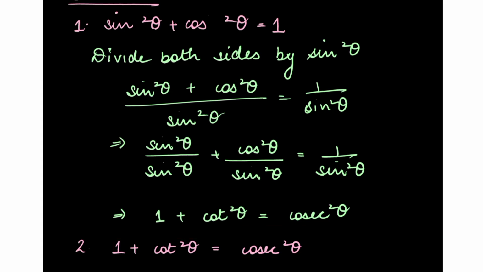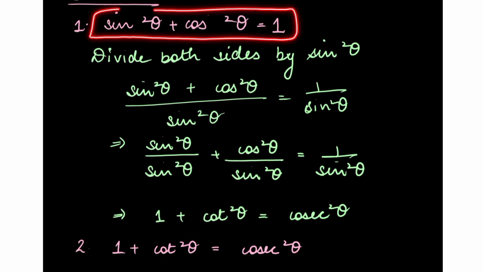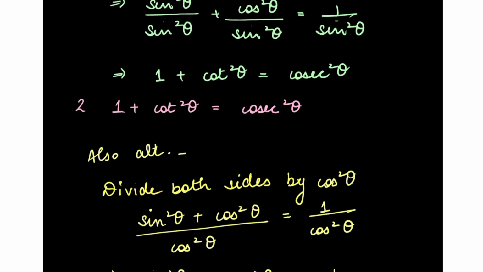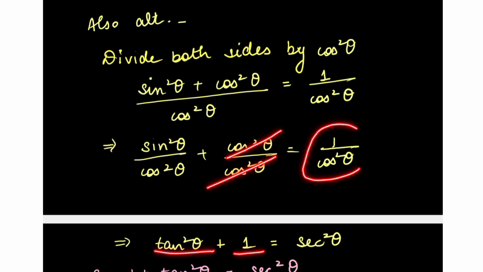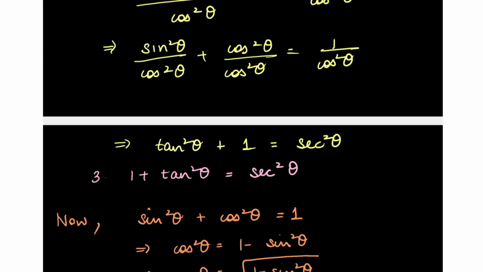Now for the third identity, what we can do is take this first identity again, and instead of dividing it by sine square theta, we can divide it by cos square theta. So if we divide it by cos square theta, then we get sine square theta upon cos square theta, that is tan square theta. Cos square theta gets cancelled out, and 1 by cos square theta is secant square theta. Okay. So the third identity comes out to be 1 plus tan square theta is equal to secant square theta.